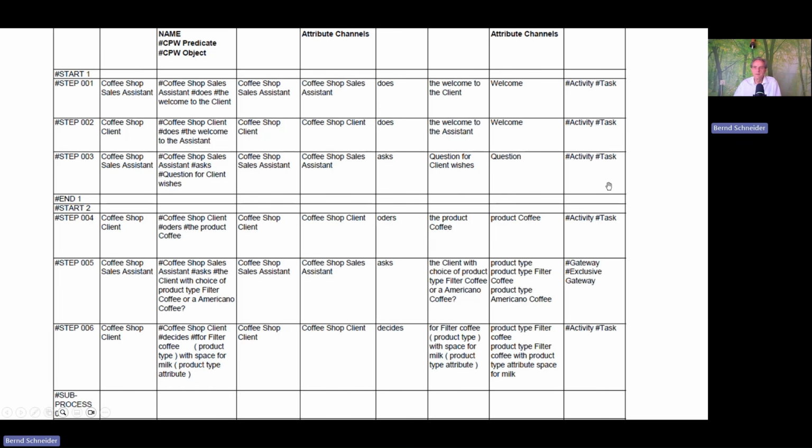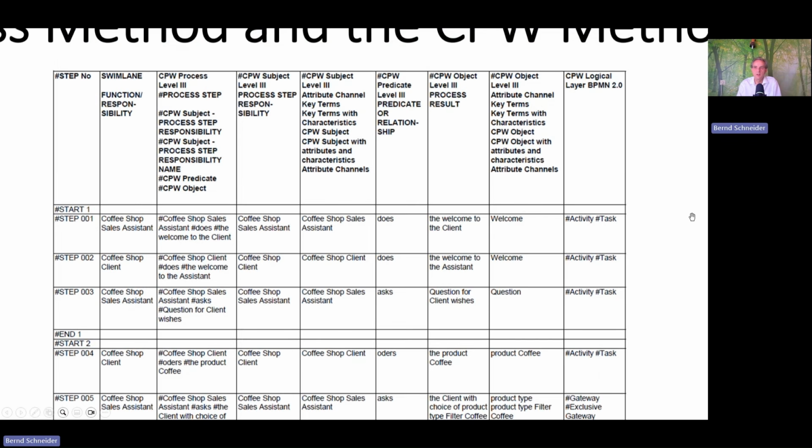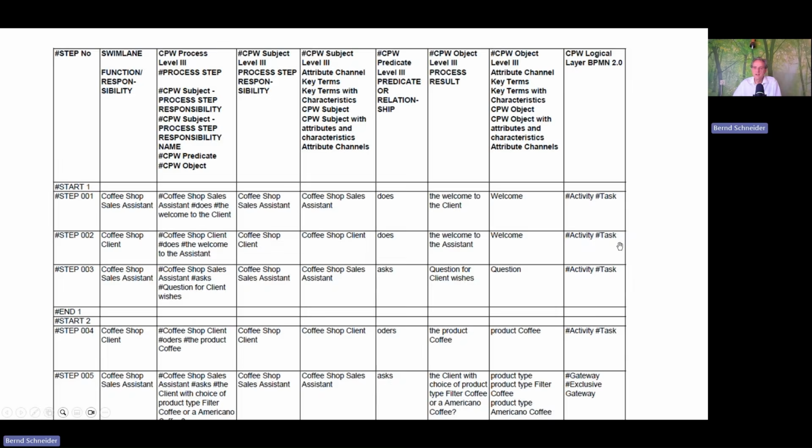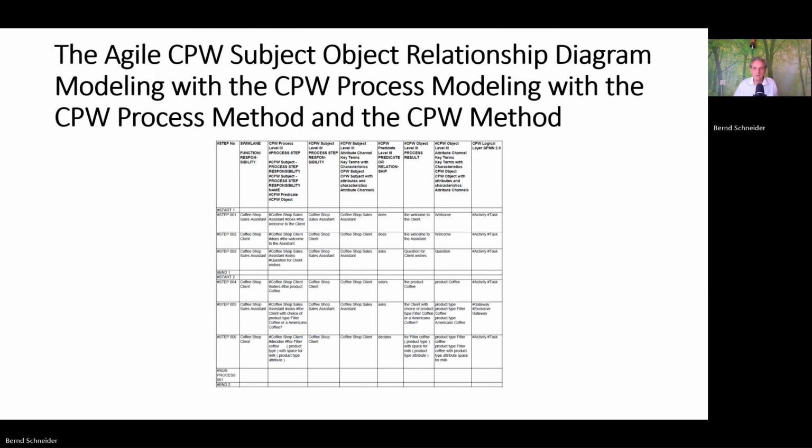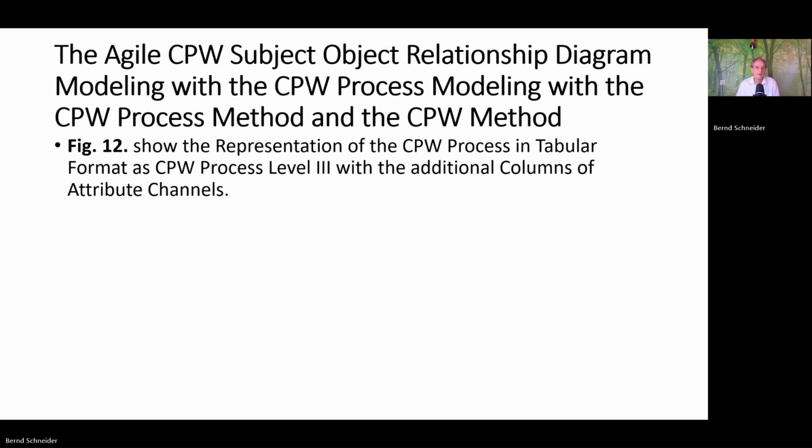And in the last column, you see here the representation with the CPW logical layer, Business Process Model and Notation 2.0, with hashtag activity, hashtag task for the example, and later on in the following rows we have hashtag gateway, hashtag exclusive gateway. Figure 12 shows a representation of the CPW process in tabular format as CPW process level 3 with the additional columns of attribute channels.